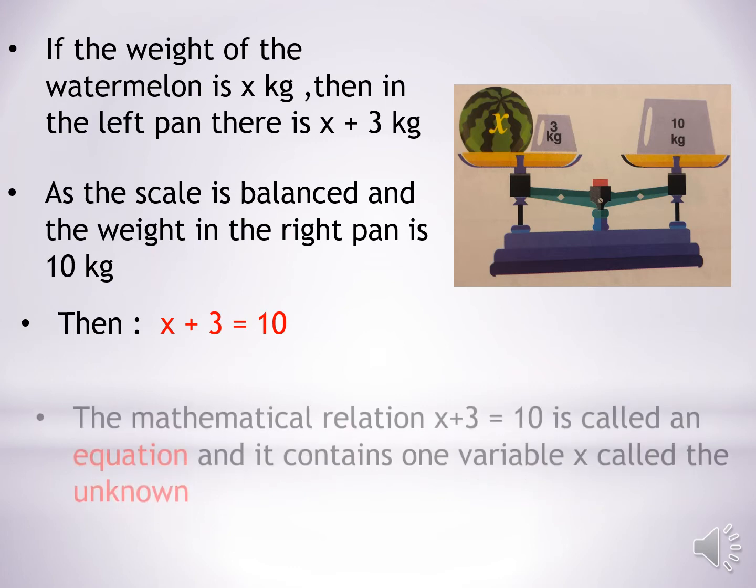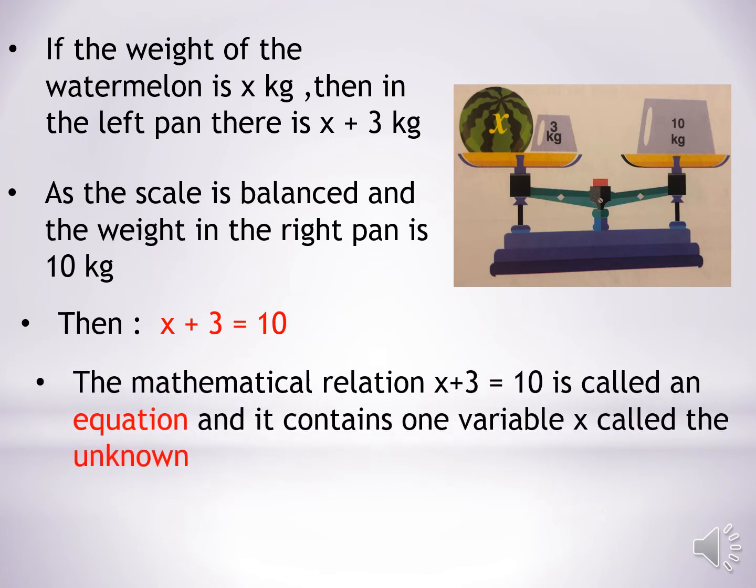I can find the value of x. The mathematical relation x plus 3 equals 10 is called an equation, and it contains one variable x, which is called the unknown.